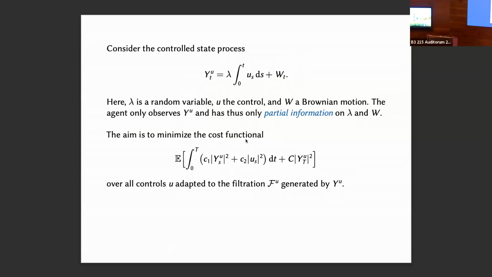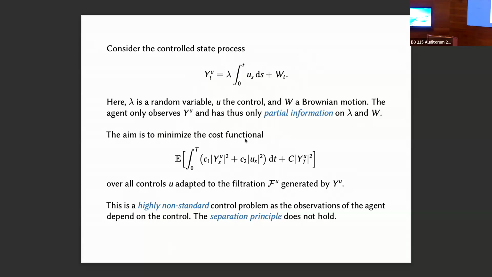And most importantly, if you choose a different control, you get a different filtration. For example, if my control action is to do nothing, I choose it to be equal to 0, I won't learn anything about lambda. If I choose U very large, you can see that the drift component here dominates compared to the Brownian motion. I see more of lambda. That's the intuition behind the setting. And of course, it gives me different information depending on what I'm doing.